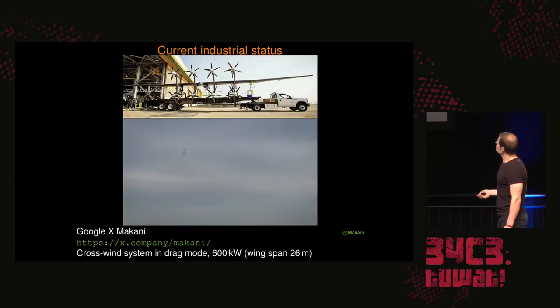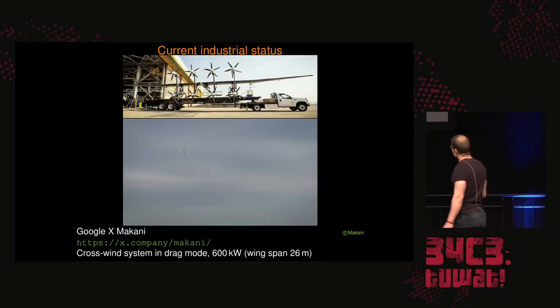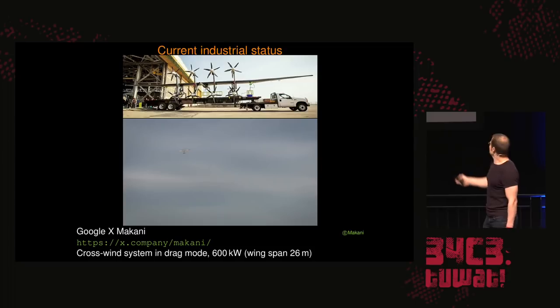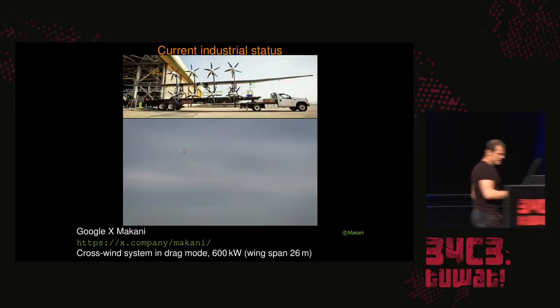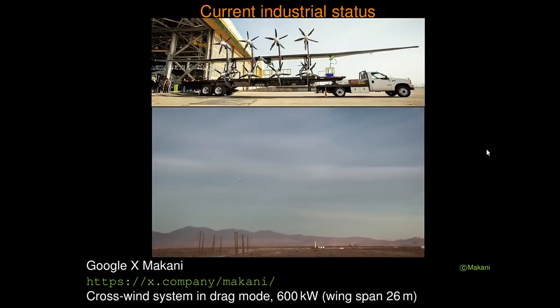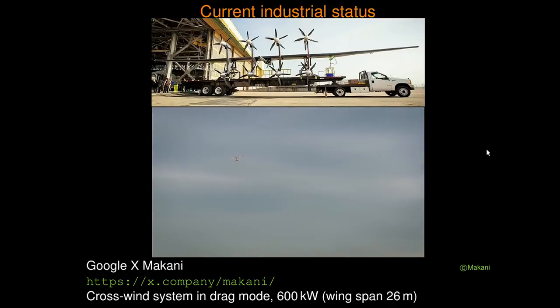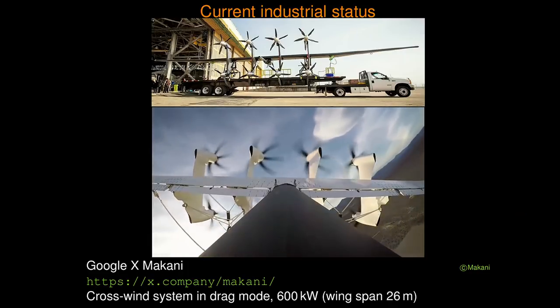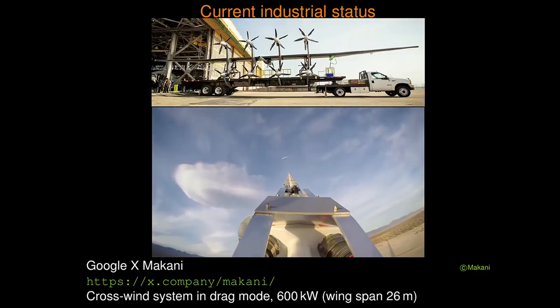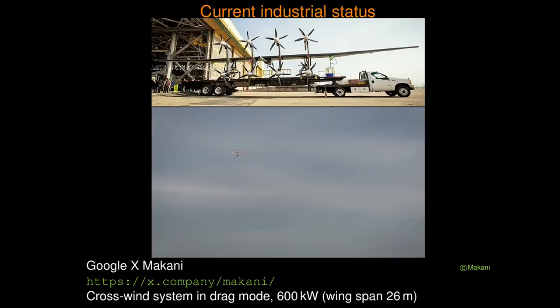And finally, there is Google X Makani in California, and they have built a drag mode aircraft, which is flying, and I can show you a video that they have on their homepage, where they show a flight, so that you can see that the 600 kilowatt system is working. Here you see the onboard propellers. You can see the tether down here. This is from the tether attachment point. Yeah, so the things are working. There are prototypes.